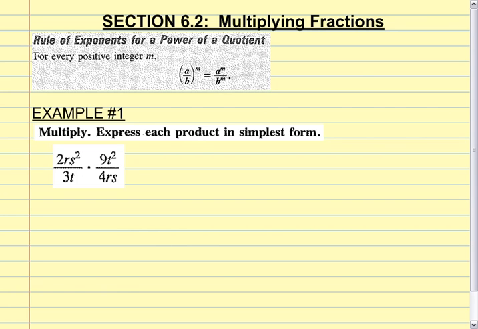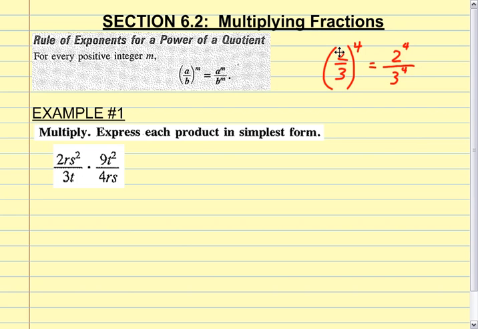If you have a fraction, let's say 2/3, and it is raised to an exponent, let's say to the 4th, all that means is that this equals 2 to the 4th over 3 to the 4th. You have to raise the numerator to that power and the denominator to that power. That's it. That's all that rule means.